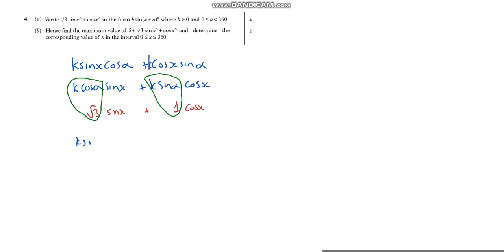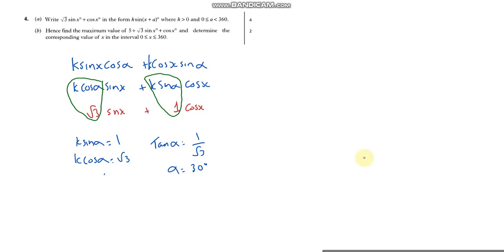So k sine alpha is equal to 1. K cos alpha is root 3, which means that tan alpha is 1 over root 3. So alpha will be equal to 30 degrees, and it is in degrees because of this. So you can do that with your exact values. That might come up on another question, so remember your exact values. But you're just doing shift tan 1 over root 3, and that'll come out as 30 degrees.